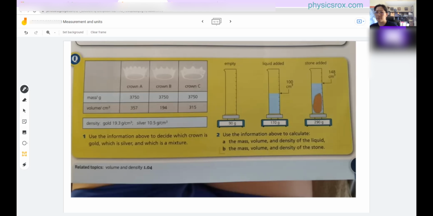I'm double checking the answer because I'm like, how come you all got this answer? Okay, A, silver, B, mixture, C, gold. No, it's also not correct. A is not gold, A is silver. Can y'all see? I cannot see the color. A is silver, yes, but B is not mixture. B is gold, C is mixture.